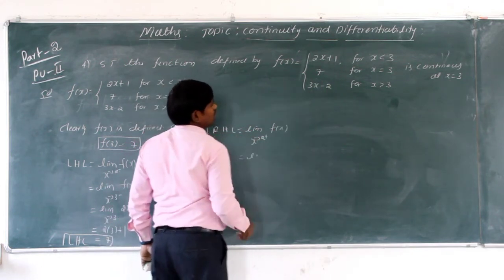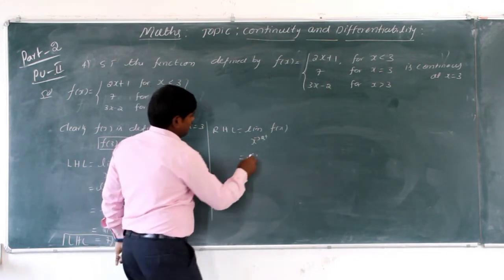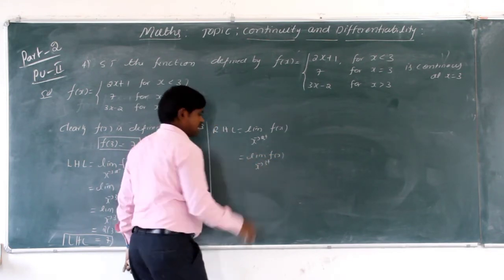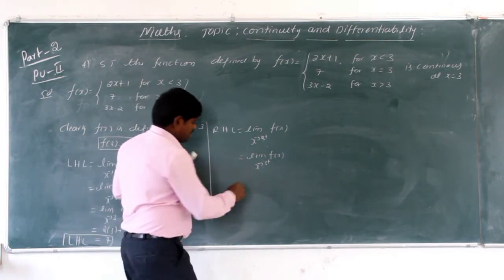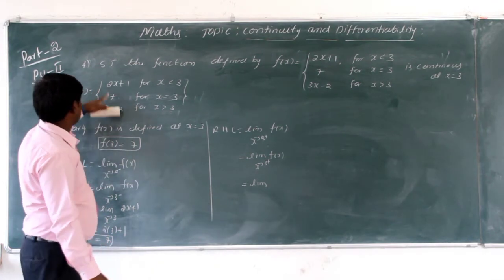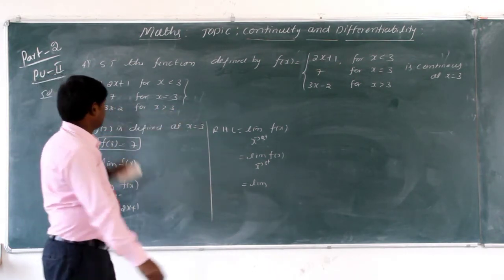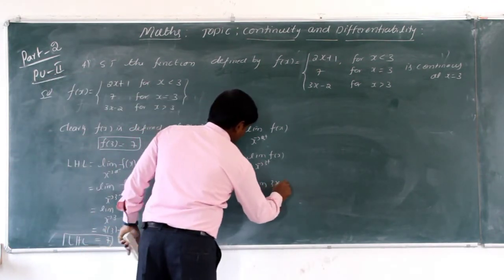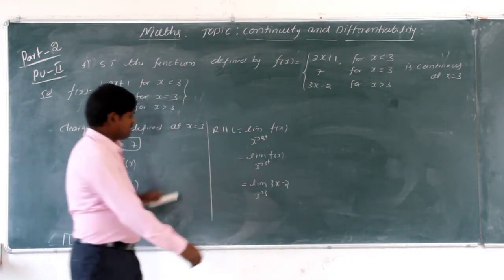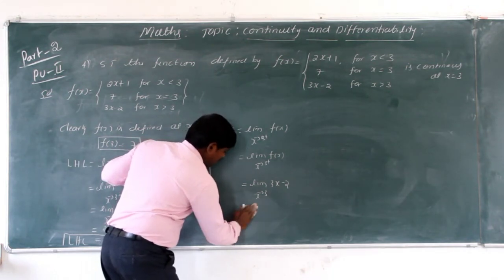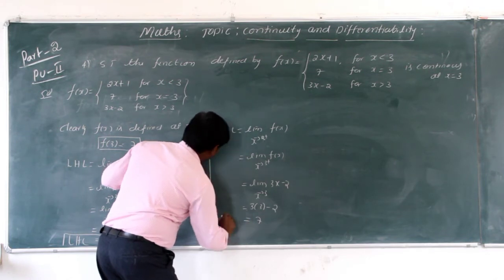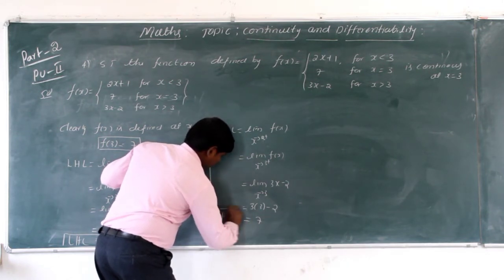So we need to show that f of x equals 3. So therefore we take limit of f of x as x tends to 3 plus. So 3 plus means x is greater than 3. So therefore what do we take? f of x is 3x minus 2 as x tends to 3. So then we apply the limit. So 3 into 3 minus 2, that is 7. The right hand limit is 7.